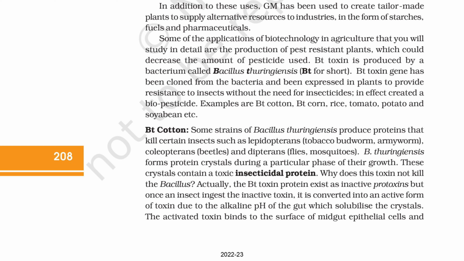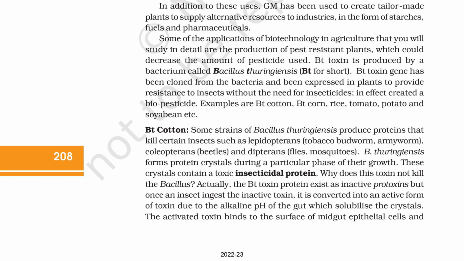In addition to these uses, GM has been used to create tailor-made plants to supply alternative resources to industries, in the form of starches, fuels and pharmaceuticals. Some of the applications of biotechnology in agriculture that you will study in detail are the production of pest-resistant plants, which could decrease the amount of pesticide used. Bt toxin is produced by a bacterium called Bacillus thuringiensis, Bt for short. Bt toxin gene has been cloned from the bacteria and been expressed in plants to provide resistance to insects without the need for insecticides, in effect creating a biopesticide. Examples are Bt cotton, Bt corn, rice, tomato, potato and soybean.